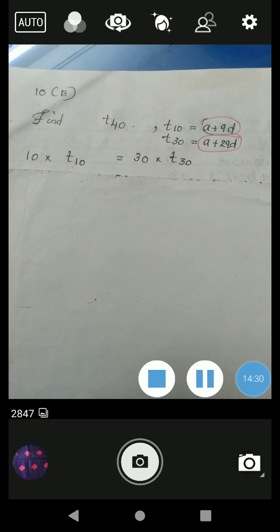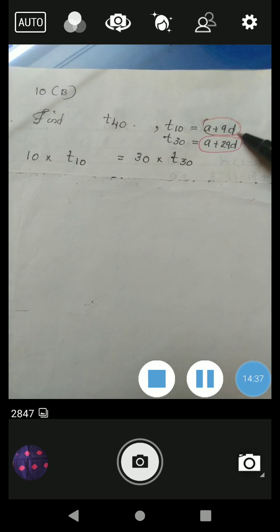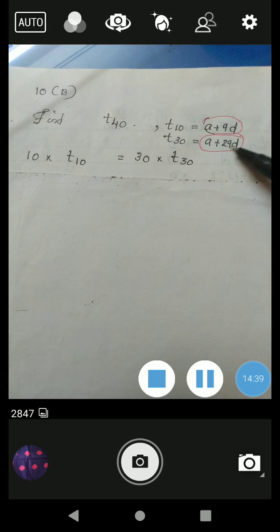Now, next exercise 10b. The question is, in an AP, 10 times its 10th term is equal to 30 times its 30th term. Find its 40th term. So, what is given? Given that 10 times the 10th term is 30 times the 30th term. We know the 10th term is A plus 9D, and the 30th term is A plus 29D.